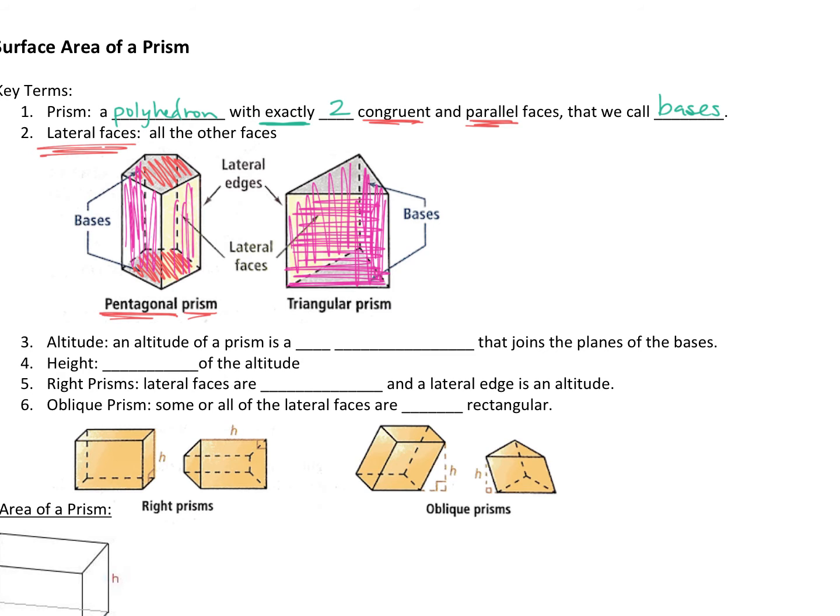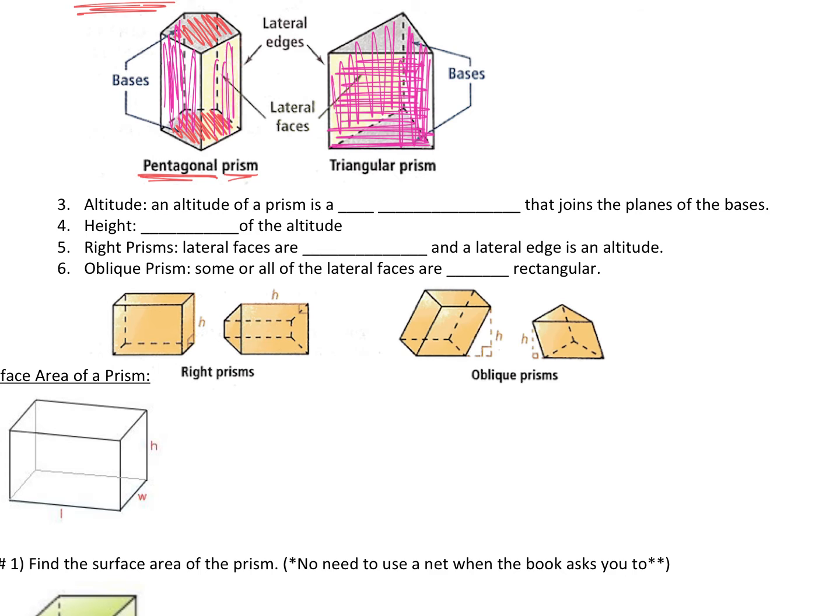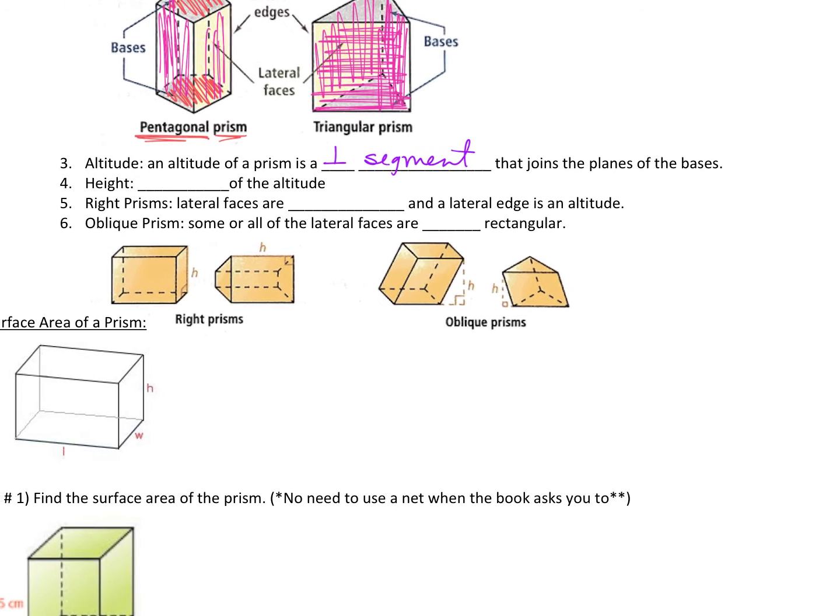Okay, moving on. What's an altitude? Doesn't that connect from like the point to the middle of the... Depending on the figure, it has to be what? Perpendicular, okay? And an altitude is always going to be, girls, turn around. Turn your whole body this way. There you go. An altitude of a prism is a perpendicular segment that joins the planes of your bases.